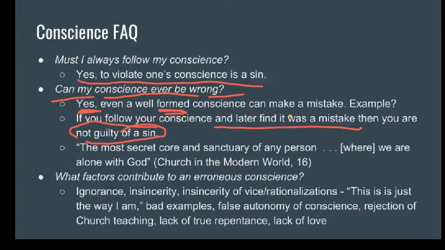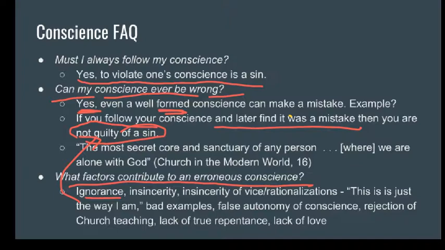And then finally, what factors would lead to an erroneous conscience? Ignorance. So, like we said there, maybe you just didn't know. For example, an example I've used before was listening to a radio show where someone called in and said that they were Catholic, but they didn't know the church taught that using birth control is considered a grave moral evil in marriage. And so the woman's conscience was ignorant.